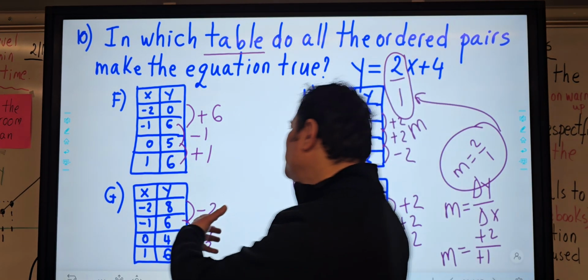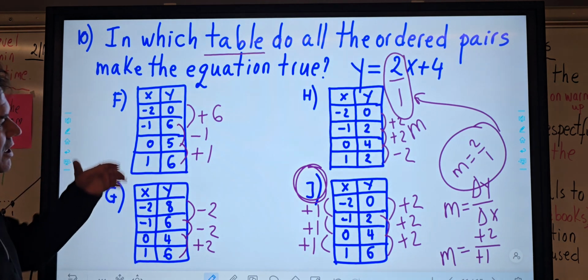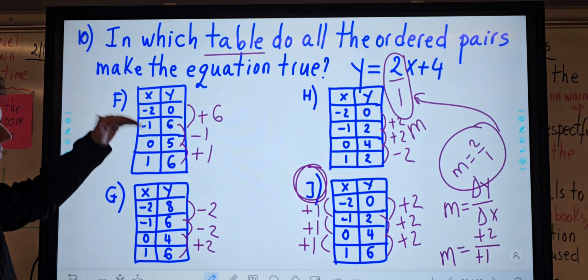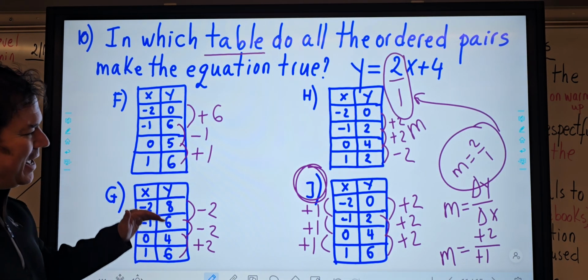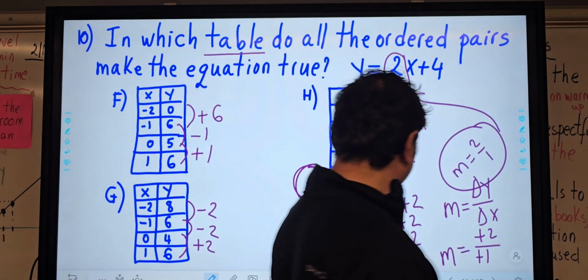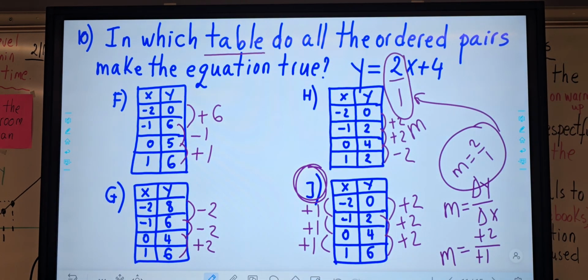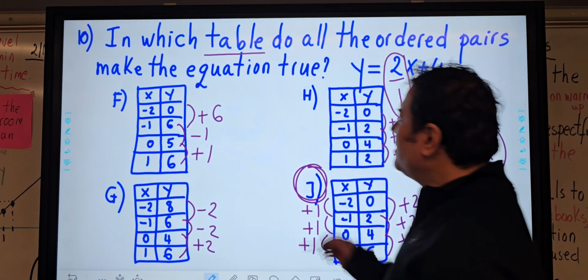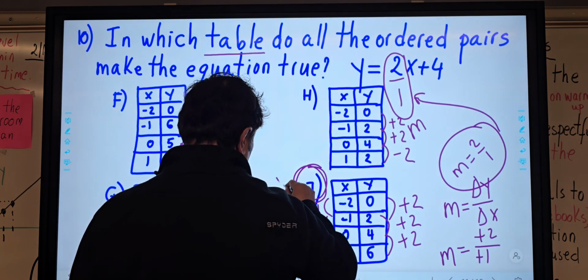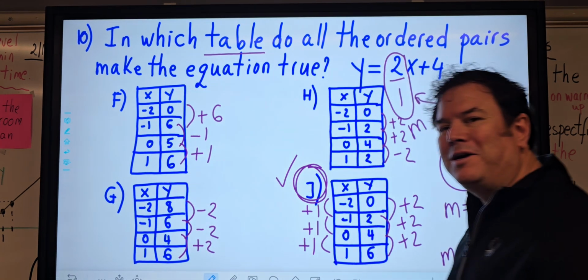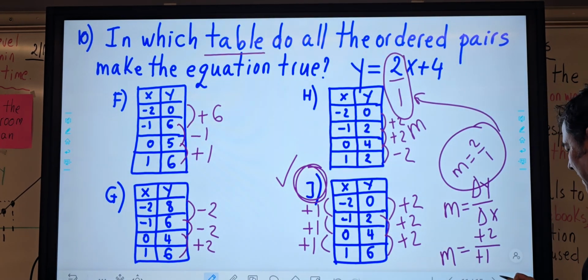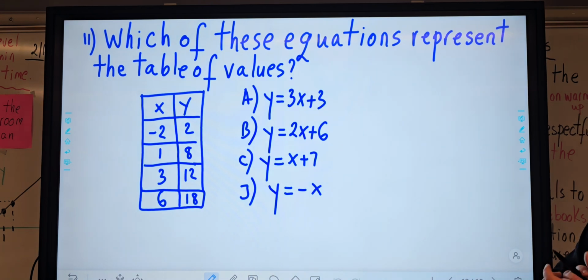So we don't have to go back to F, G, and H because all of the other answers did not have a consistent pattern, right? We couldn't find the rate or slope. Again, we only need one table. We got our table, and then we can move on to another problem on a test. Let's look at this problem here.